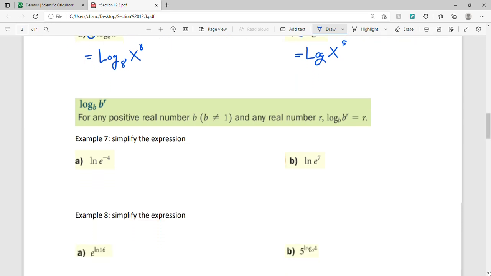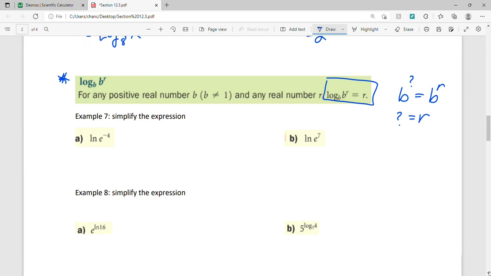We have another property. It states for any positive real number b and any real number r, if we have log base b of b raised to the r, that's equal to r. Now, why is this property true? It's saying if we have a base b, what power do I need to raise it by to give me b to the r? Well, that missing exponent has to be r. That's what this property is saying. Essentially, the definition of what logs are. It's the exponent that you need to raise the base by to get the argument.